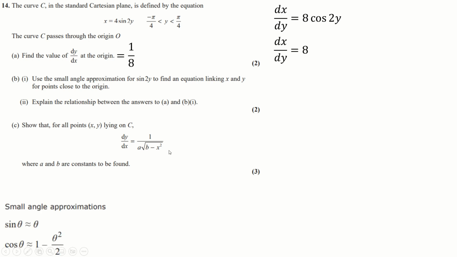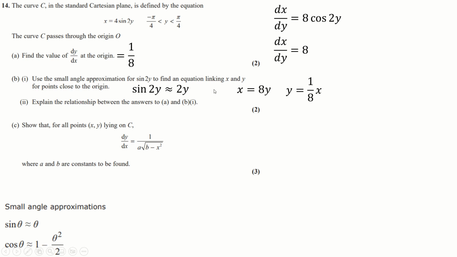Use the small angle approximation. We saw these earlier, but here they are again. So sine 2y is roughly equal to just 2y. So I'll say that, which means I can replace this sine 2y with just a 2y to make x equals 4 times 2y, which is 8y. I could maybe write that down as this. And now what it's saying is explain the relationship between this answer and this answer.